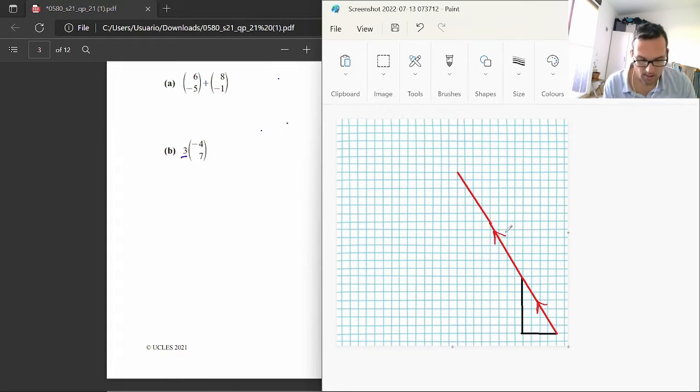Okay, so in the end, what that means is instead of moving 4 spaces to the left, we have now moved 4, 8, 12 spaces to the left, minus 12, and instead of moving 7 spaces up, we now move 7, 14, 21. That's how you triple a vector.